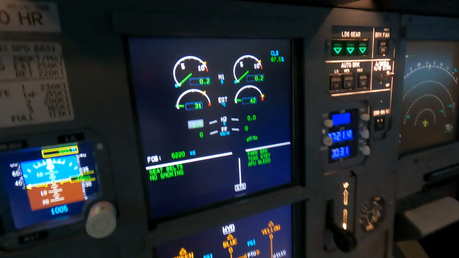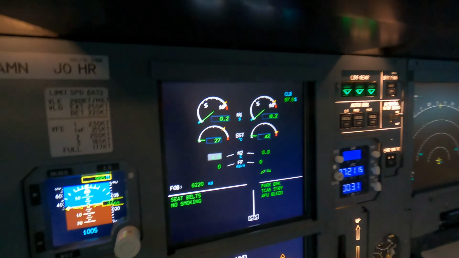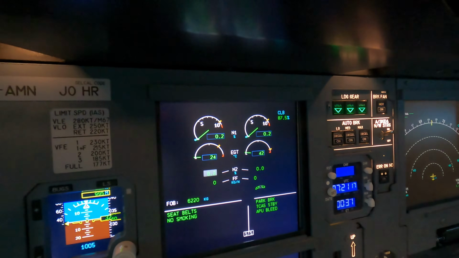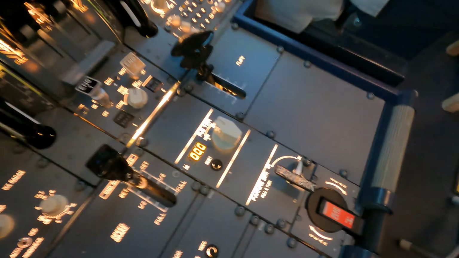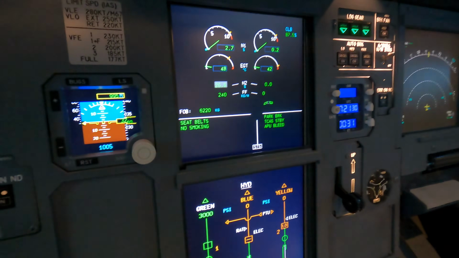All right, up and forward. Here we go, starting the engines. N2's rotating. I hope I set the parking brake. I have. Otherwise you don't want the aircraft to roll into duty free. All right, so engine number 1 is coming alive.